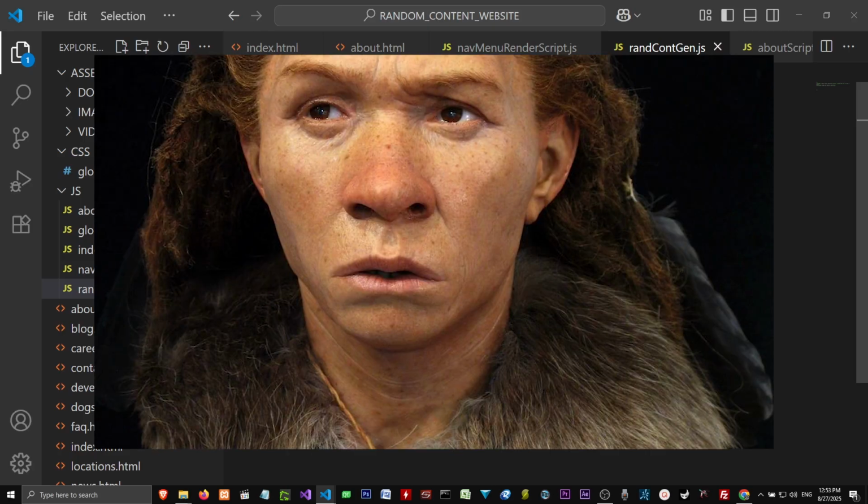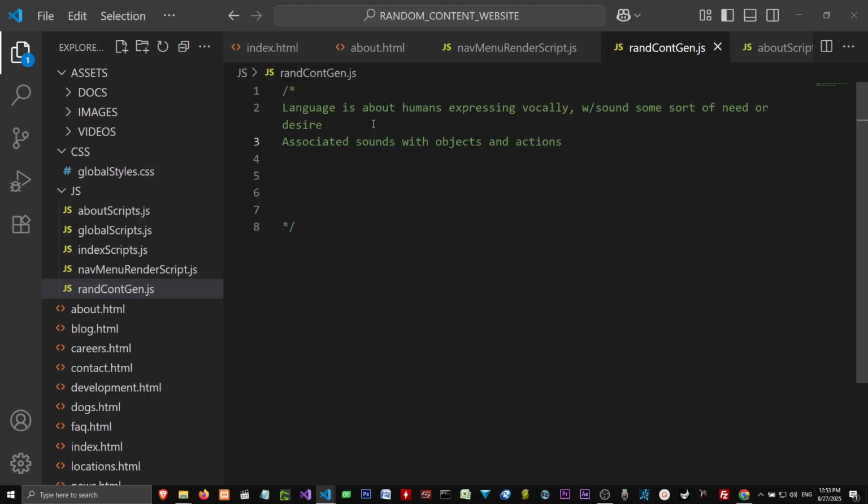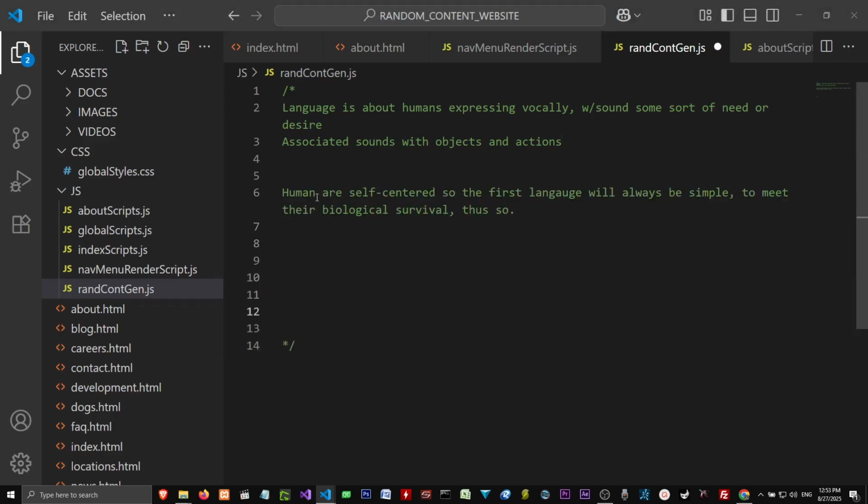You can't think about what we have now in this posh, easy, technological world. You've got to think way back in the day when we were out in the bush, hunting our food and picking and stuff like that. So we figured out, as part of an evolutionary process, that we can associate sounds with objects and actions in order to survive. Coming in here, the next point I want to make: humans are self-centered.